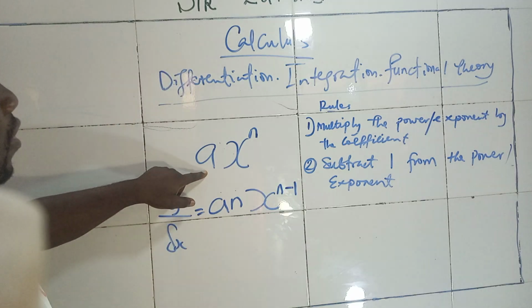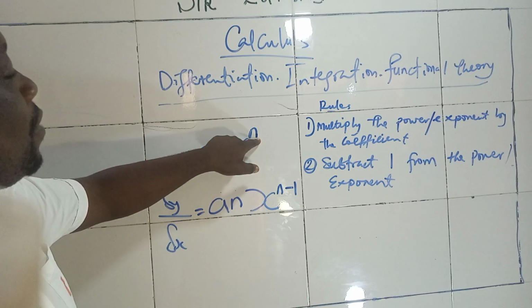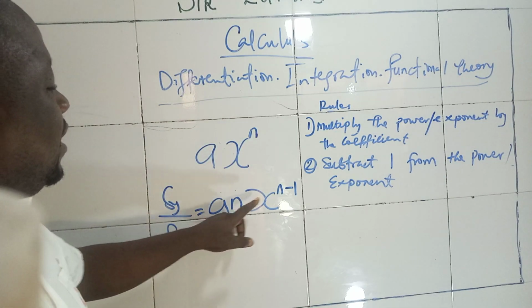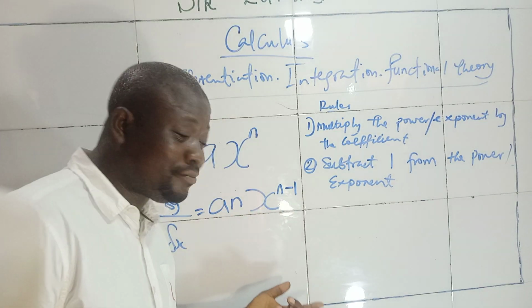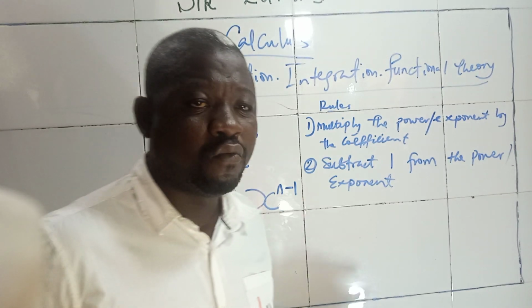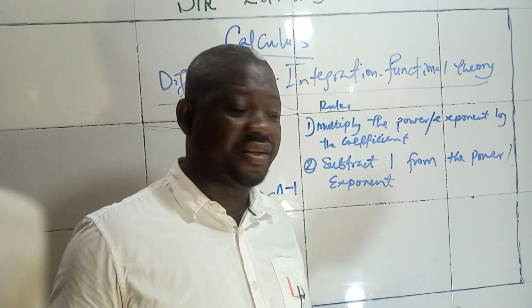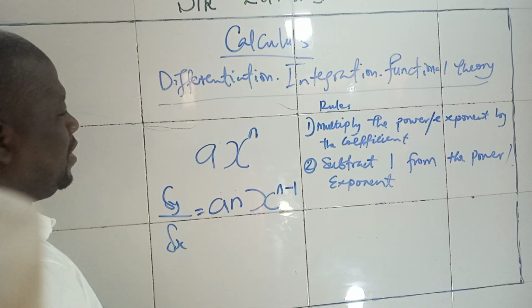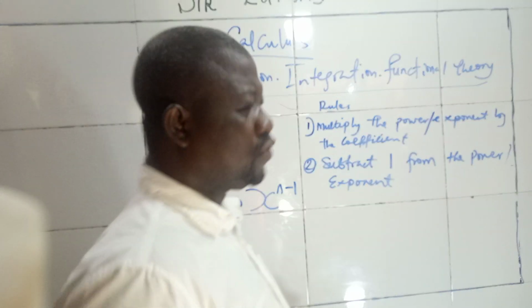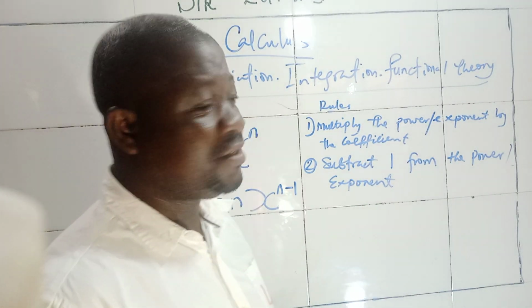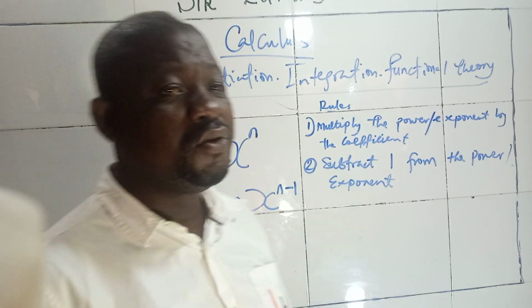So the differential of ax raised to power n is what? It's anx raised to power n minus 1. It's as simple as ABC. Now, you may ask, is this thing useful? It's very useful.